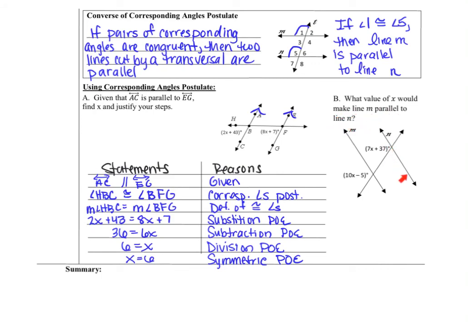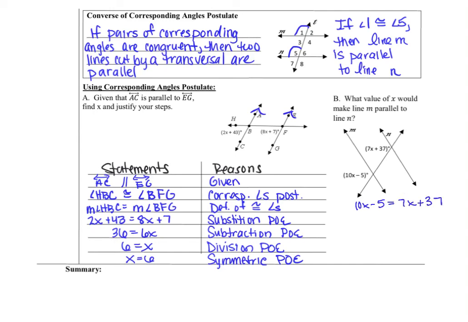For the next example, letter B, what value of x would make line M parallel to line N? So notice these lines, they don't have the parallel marks, and we don't know it's parallel, but if the question is asking us what could x be to make them parallel, it's insinuating that these would have to be equal or congruent, which would make the lines parallel. So that would be an example of the converse of corresponding angles. So for line N to be parallel to line M, these would have to be equal to each other. So we set them equal to each other to solve for x.